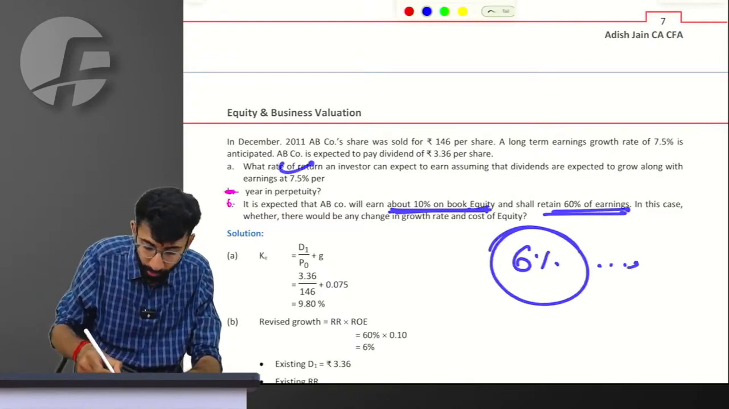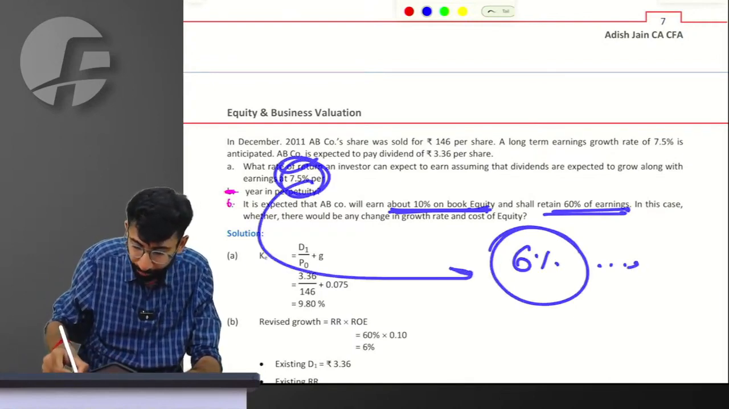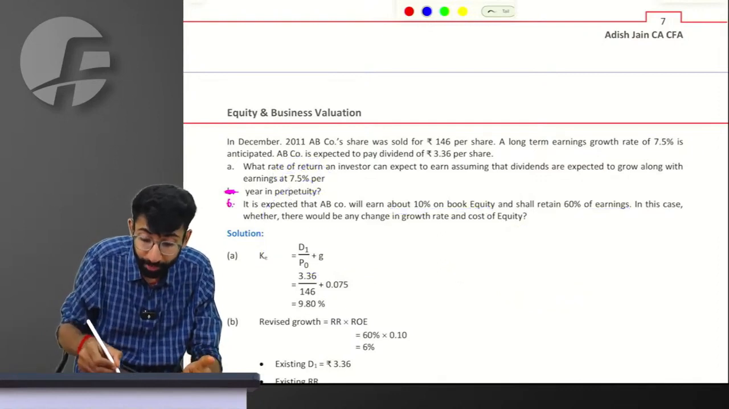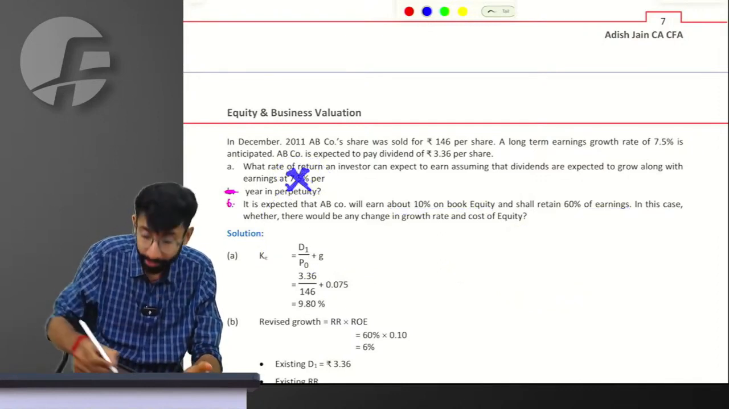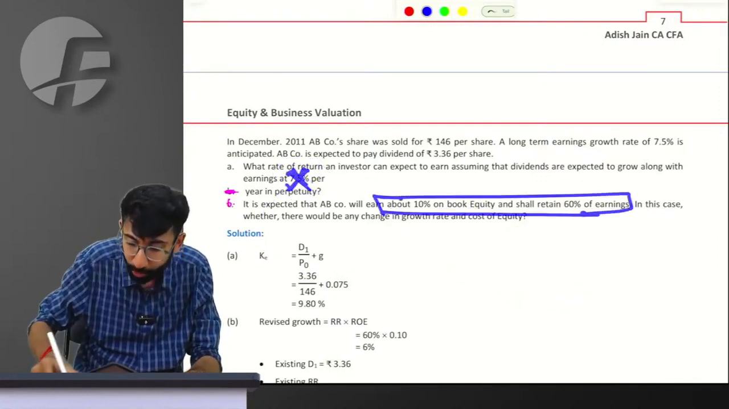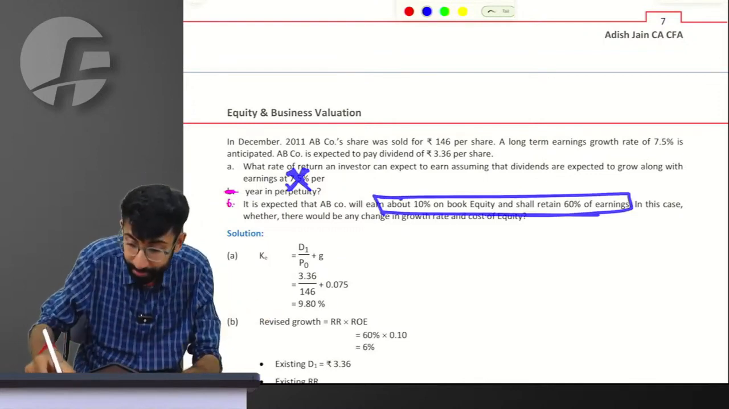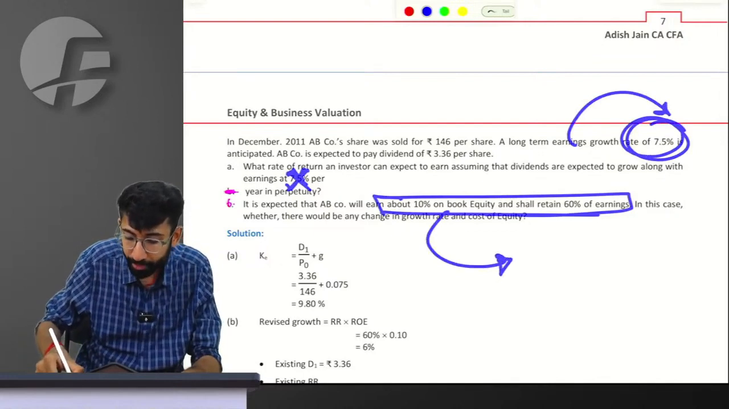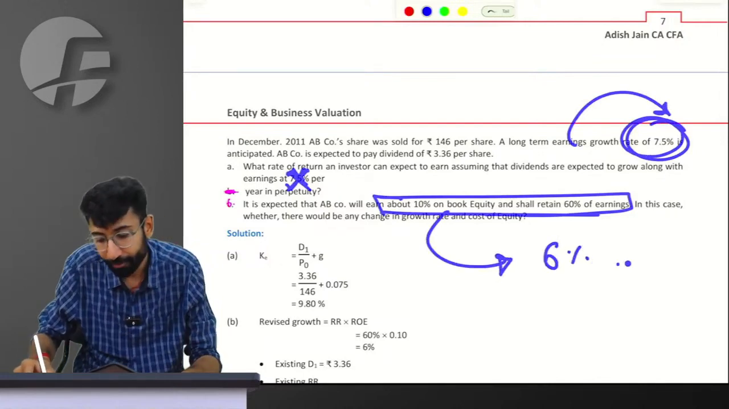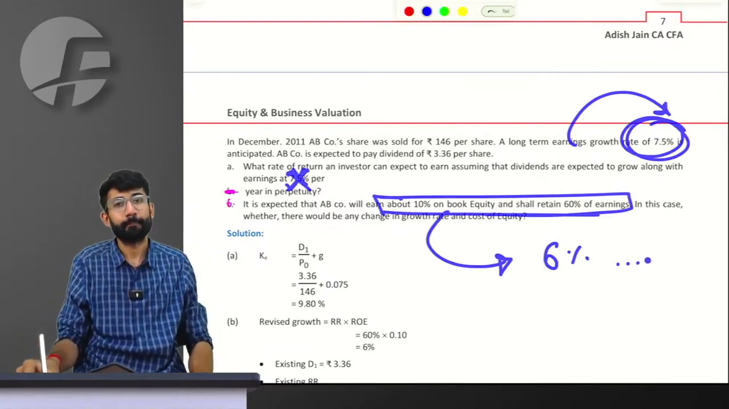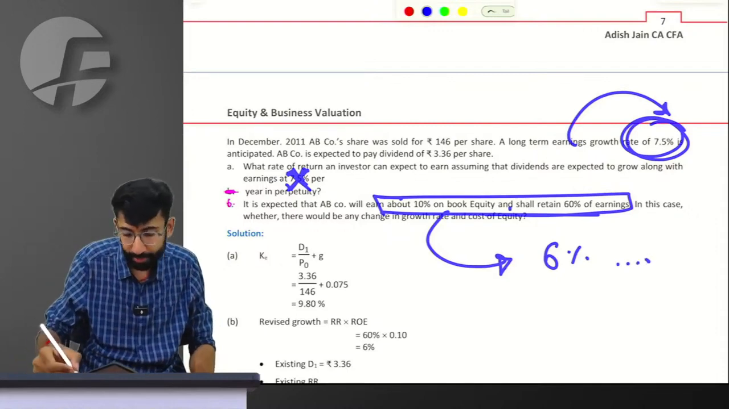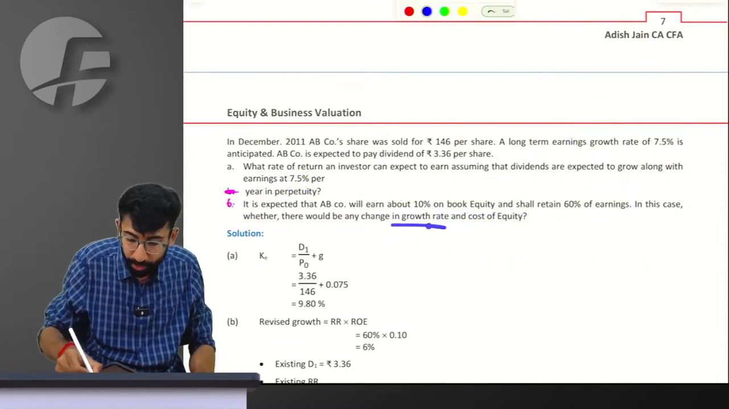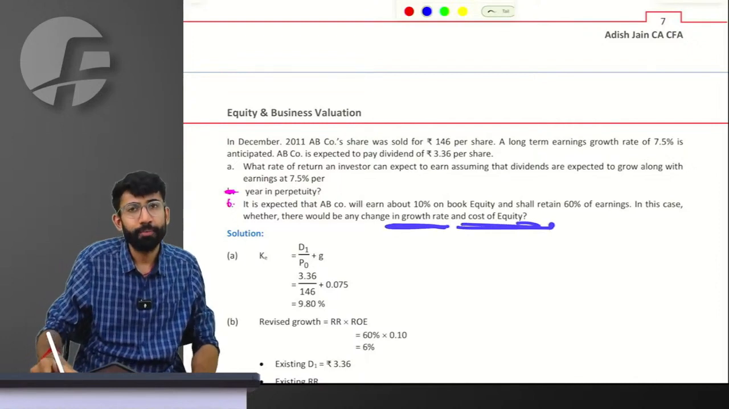Oh my God. The growth rate which was 8.5, 1 second, 7.5, and I cannot compare it with the dividend growth rate. This formula is growth rate of earnings or dividends? Earnings. So growth rate of earnings which was 7.5 will now be 6%. Everyone in the class, will the growth rate change? Yes, sir. Because of change in growth rate, will your cost of equity change?